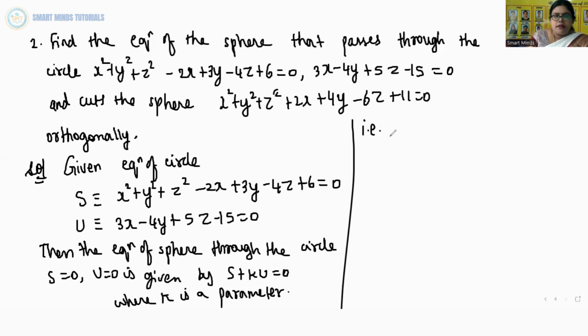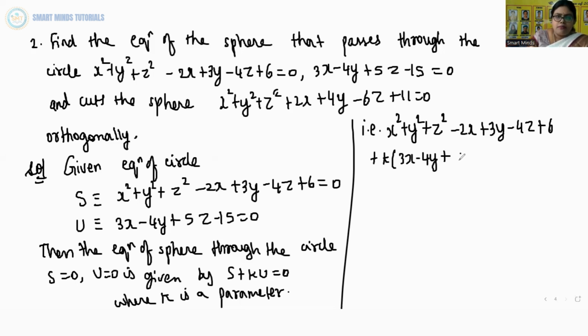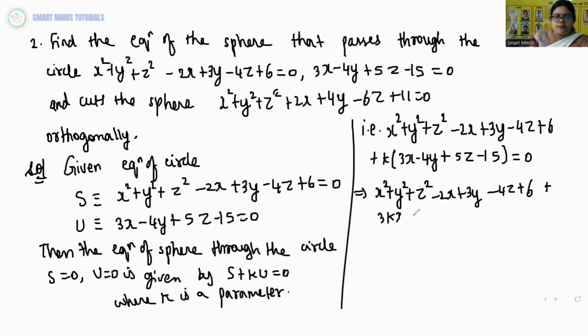So that is x² + y² + z² − 2x + 3y − 4z + 6 = 0. This is S. So let us take only that equation without the = 0, plus K into (3x − 4y + 5z − 15) = 0. So we have x² + y² + z² − 2x + 3y − 4z + 6 + 3kx − 4ky + 5kz − 15k = 0.